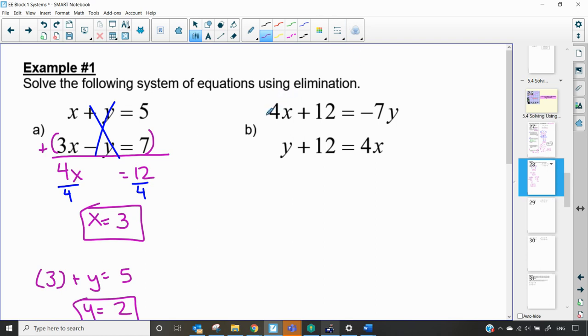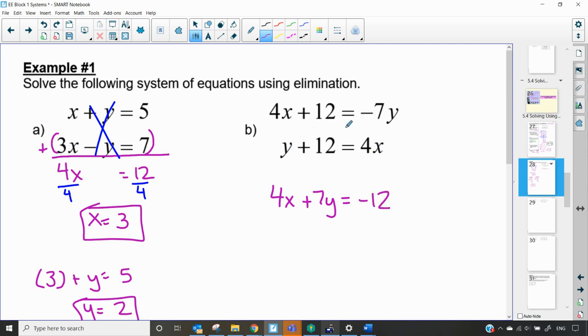All right, so the next example here, we have 4x plus 12 equals negative 7y, and y plus 12 equals 4x. Well, the first thing we need to do is rearrange our equation so that everything lines up. And again, I'm going to use that standard form, but I wouldn't have to. I could have brought my y's over and had everything lined up differently. So for this one here, I'm going to have 4x plus 7y, because I'm going to bring the 7y over. Remember, when I switch sides, I switch signs. And I've got negative 12.